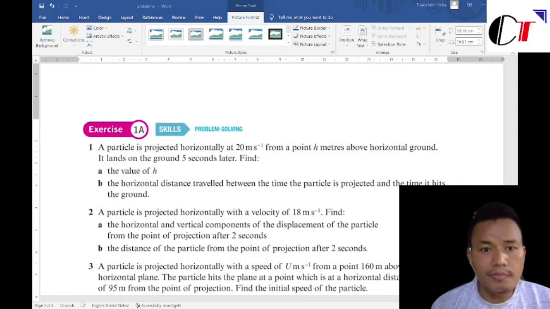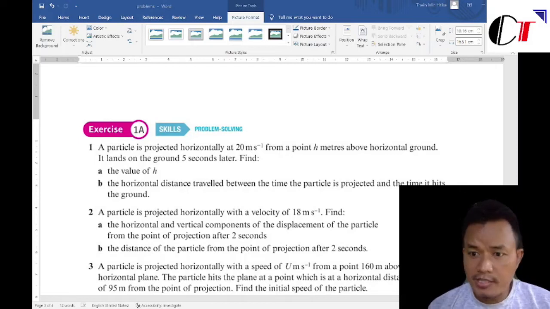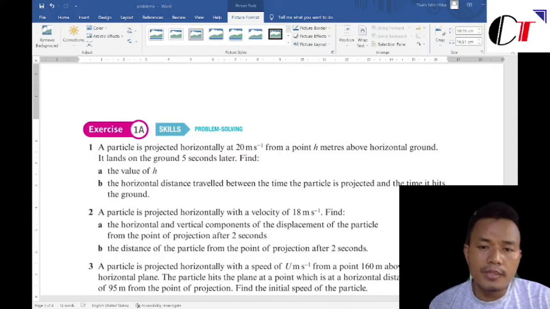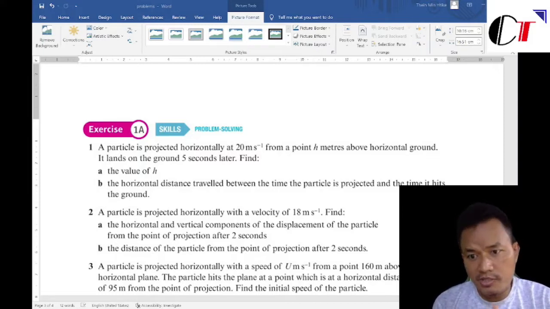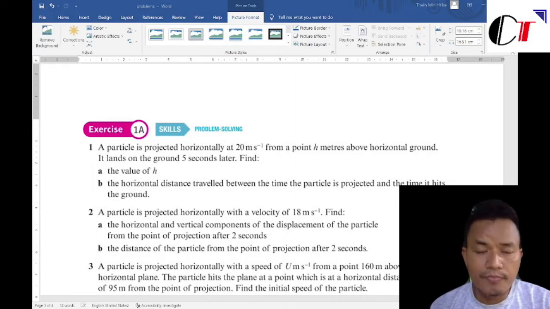So if you look at this problem, the particle is projected horizontally. This means the initial velocity in the y direction will be just 0, and the initial velocity in the x direction will be, of course, 20 meters per second. It is projected from height h meters above the horizontal ground. So when it hits the ground, the distance traveled will be equal to h in the y direction, and the time it takes to hit the ground is 5 seconds.